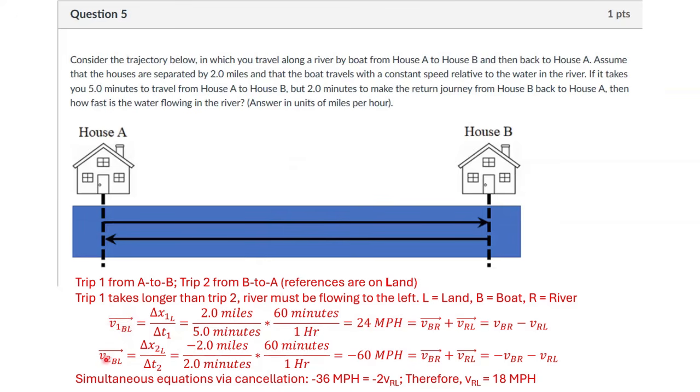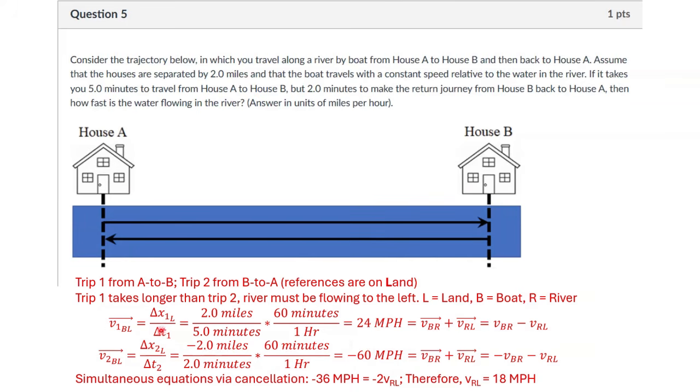During the second trip, we do it the same way. The displacement measured relative to land was negative 2 miles in this case because we traveled to the left. We did that in 2 minutes, same conversion factor, and we'll find that our velocity during the second trip was negative 60 miles per hour. So we're moving pretty quick. Those are both velocities measured for the boat relative to land. What the question's asking is, what was the velocity of the river relative to land?